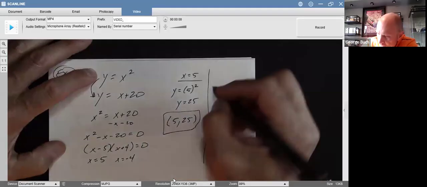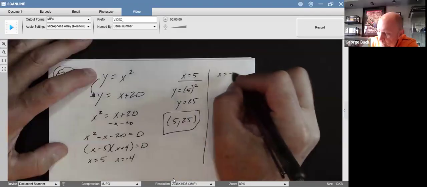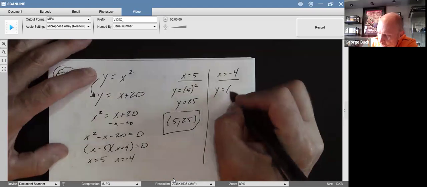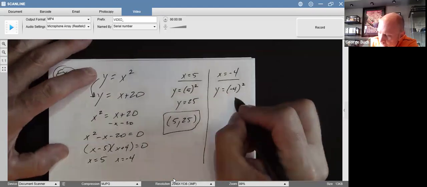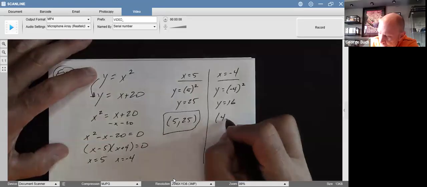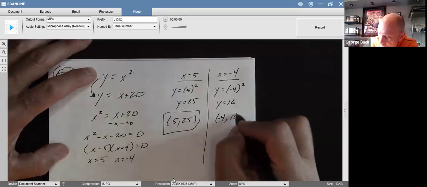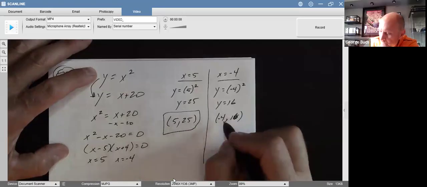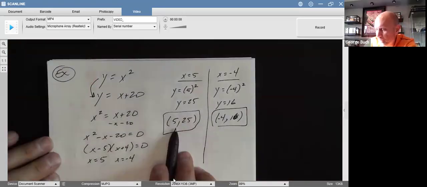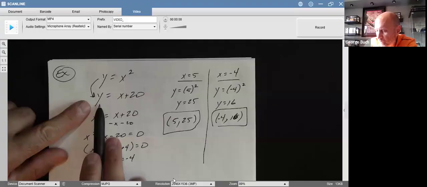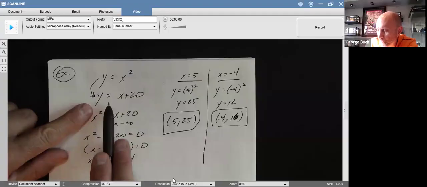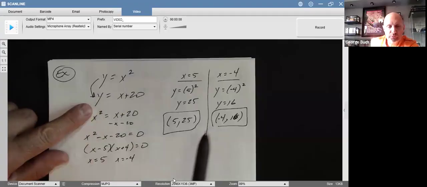My second one, when x is -4, again, if I just plug it into the first one, y is equal to -4 squared. -4 squared is 16. So my answer is (-4, 16). And again, you can check them. If I plug it into the second equation, 25 is 5 plus 20. That's true. Plug it in here. 16 is -4 plus 20. That's true. So I know both of those answers are correct.